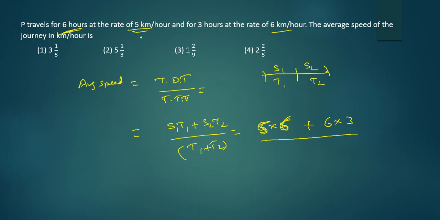Total time taken is nothing but T1 plus T2, which is equal to 9 hours. 5 into 6, 30, plus 6 into 3, 18. 30 plus 18 is 48 by 9. That equals 16 by 3, which equals 5 1/3 kmph. So simply the answer is option 2.